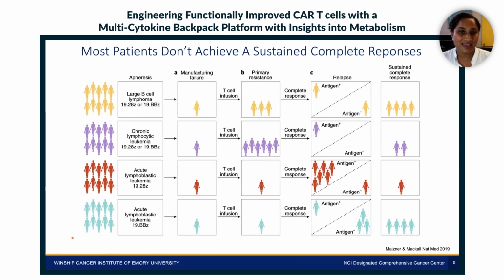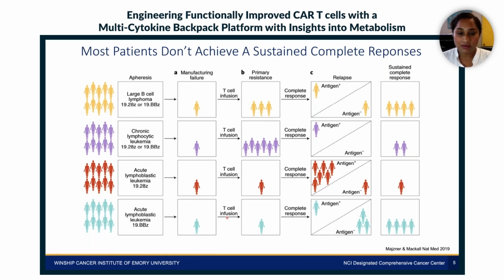However, most patients that receive a CAR T-cell product don't achieve a sustained complete response. If we look at this figure, we can see the different types of leukemias, B-cell leukemias and lymphomas that CAR T-cells are currently approved for, and each one of these figures represents 10% of patients. So about 10% or less than 10% of patients will have a manufacturing failure where they are not able to produce a CAR T-cell product.